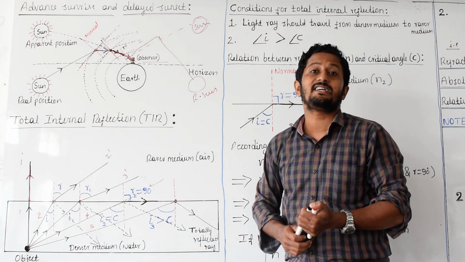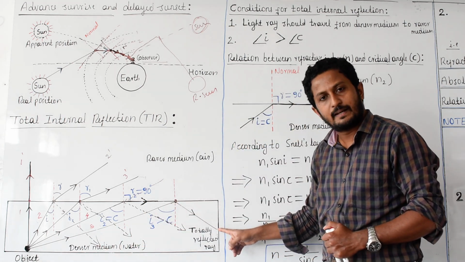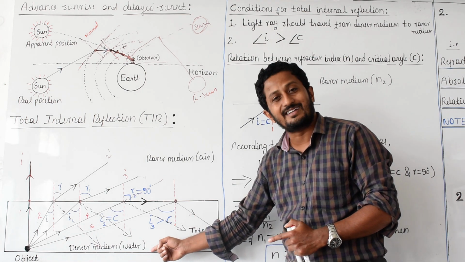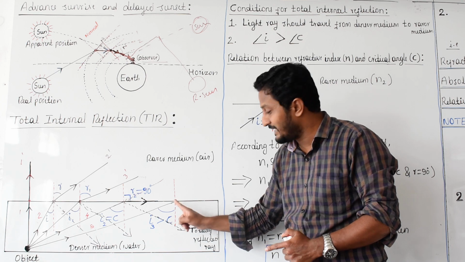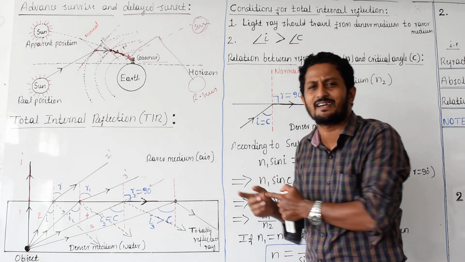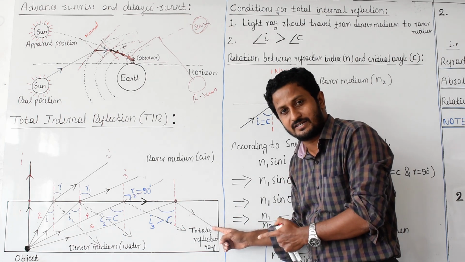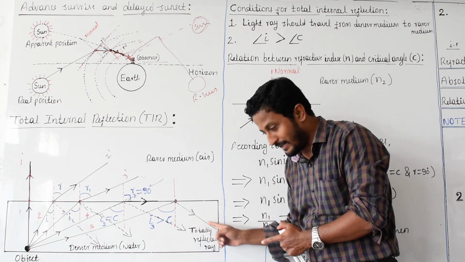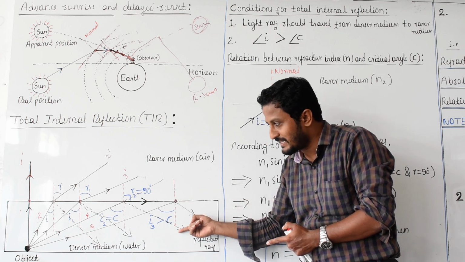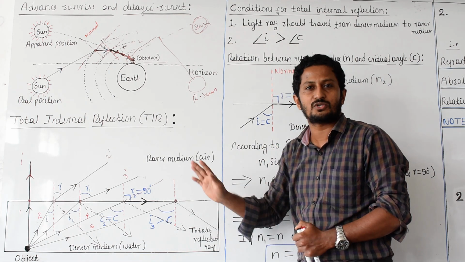How do we define TIR? They may ask the question: define TIR. The bouncing back of the light to the denser medium from the interface of this denser medium and rarer medium is called TIR. Try to understand, it is a very beautiful statement. The bouncing back of the light to the denser medium from the interface of the denser medium and rarer medium is called total internal reflection. Have you understood what TIR means?